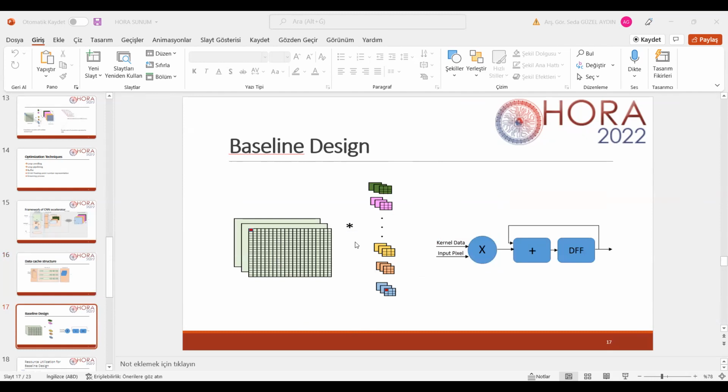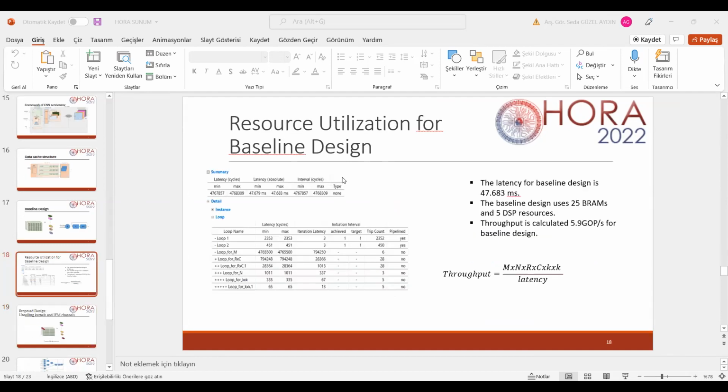This is the baseline design. In this design, loops are not unrolled. Operations occur sequentially. Only one multiplication and other units are used for the baseline design. This is the resource utilization for the baseline design. The latency for the baseline design is 14.6 microseconds. The baseline design uses 25 VRAMs and 5 DSP resources. Throughput is calculated as 5.9 gigaoperations per second for the baseline design.